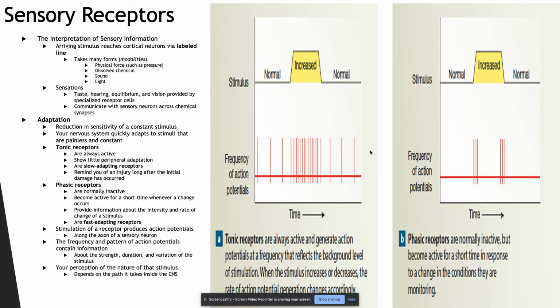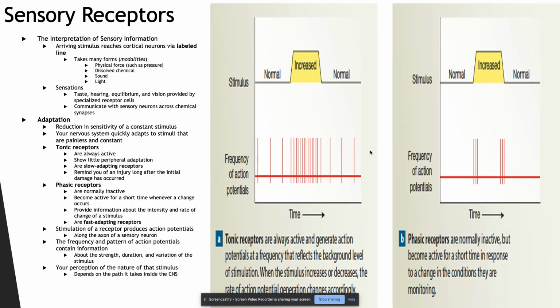For example, if the activity in a labeled line that carries a touch sensation stimulates the facial region of your primary sensory cortex, you'll perceive a touch on the face. All other characteristics of the stimulus, its strength, its duration, and its variation, are conveyed by the frequency and pattern of the action potentials. The translation of complex sensory information into meaningful patterns of action potentials is called sensory coding.